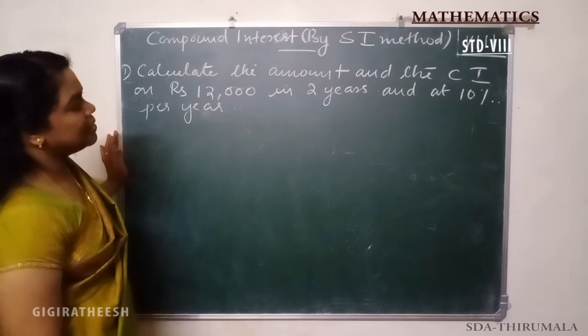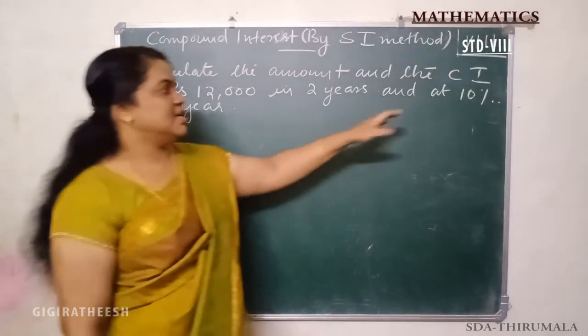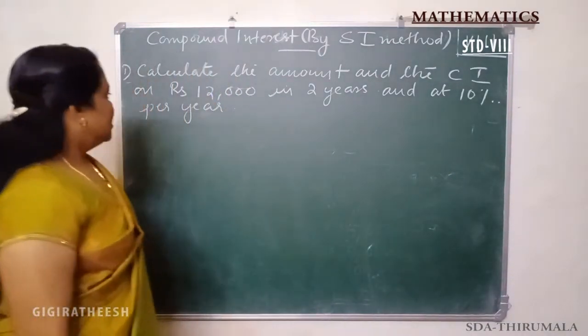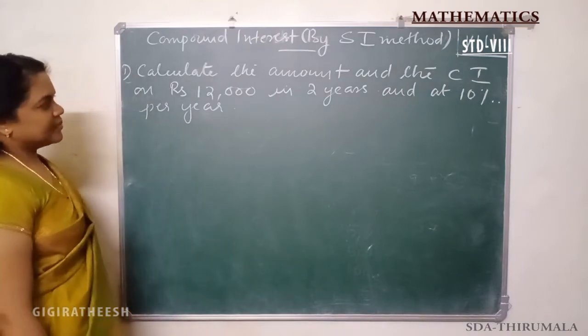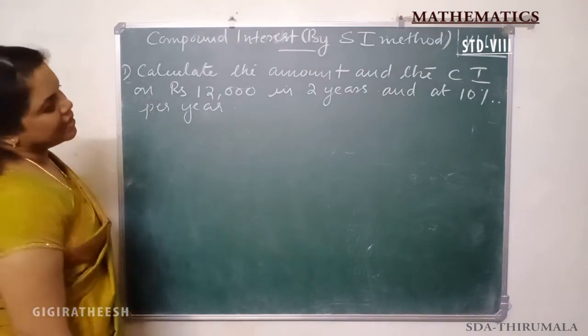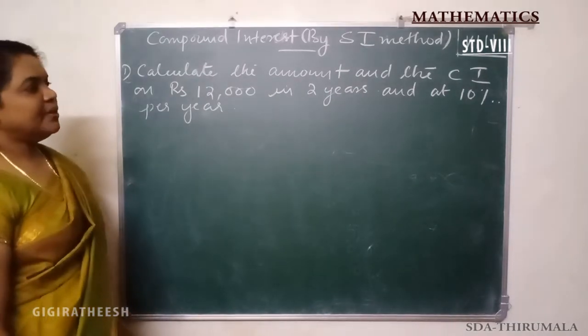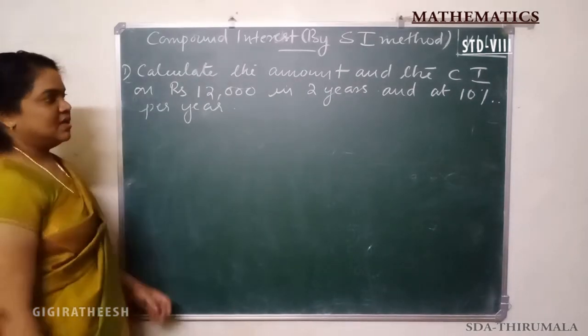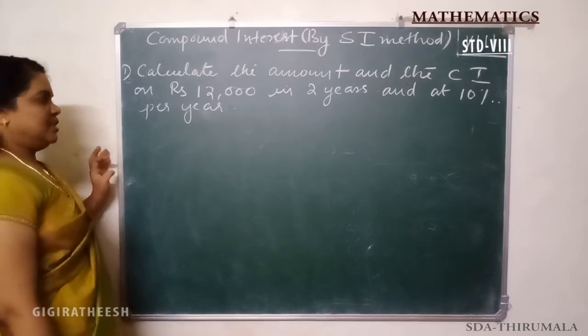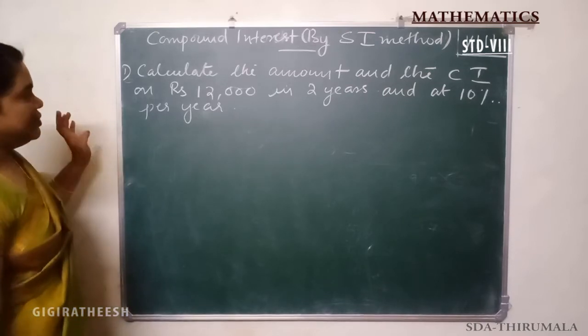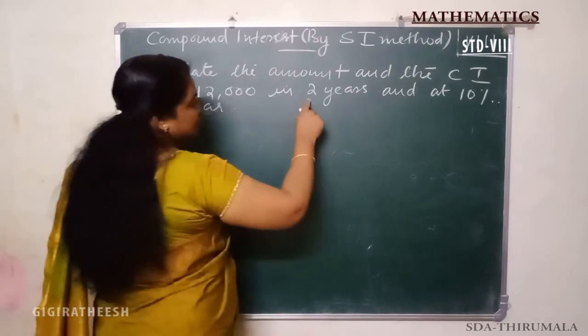Calculate the amount and the CI. CI means compound interest, on rupees 12,000 in 2 years at 10% per year. Calculate the amount and the compound interest. How can we calculate compound interest? First of all, we do it for the first year, and then for the second year, so for these 2 years.